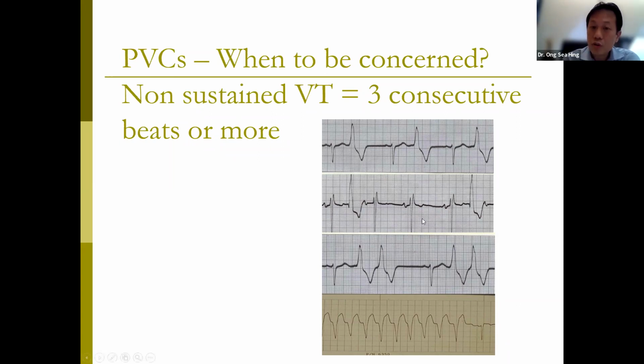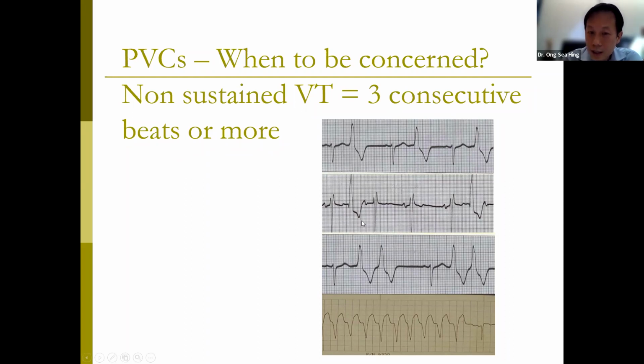Okay, and so when you look at the PVC, if possible, if you catch it in the right leads on the 12-lead ECG, you want to be able to tell whether this PVC comes from the left ventricle or right ventricle. And number two, you get concerned about premature ventricular contractions when you have a non-sustained ventricular tachycardia. A non-sustained ventricular tachycardia is defined as 3 consecutive PVCs or more.